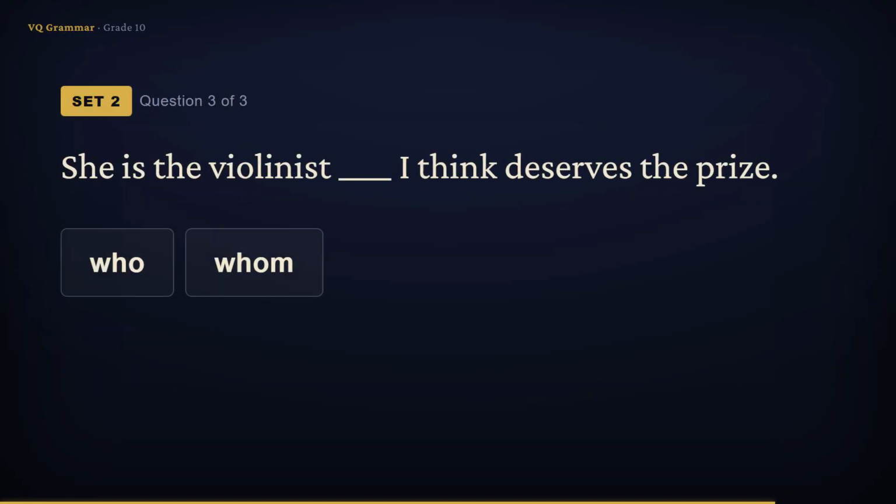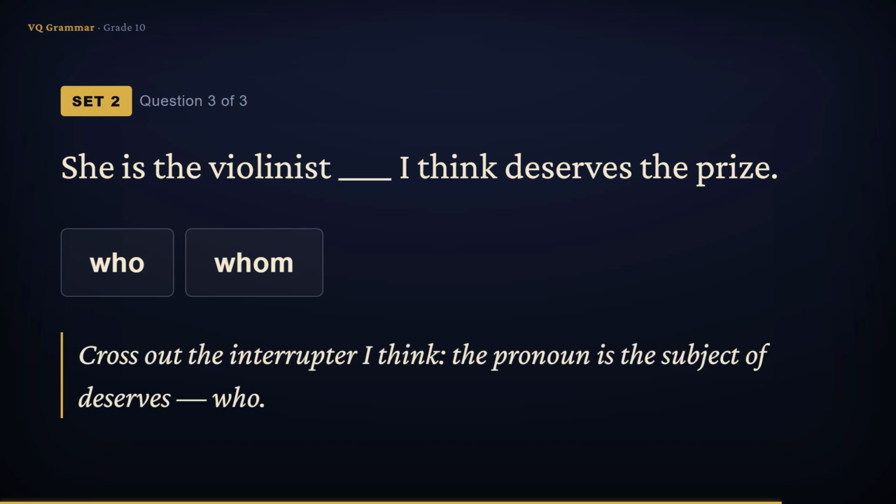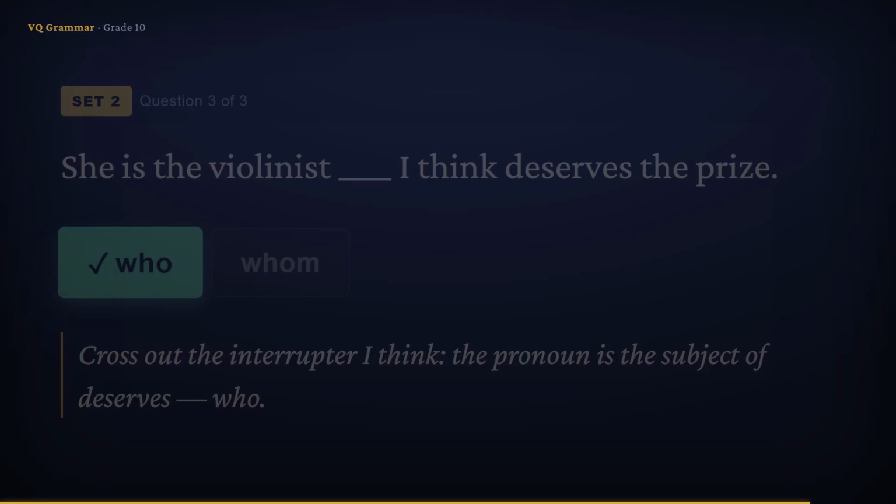She is the violinist blank I think deserves the prize. Careful, this one has the interrupter in it. Cross out I think and read what is left. The violinist blank deserves the prize. Now it's easy. The pronoun is the subject of deserves. He deserves it. He fits. So the answer is who.